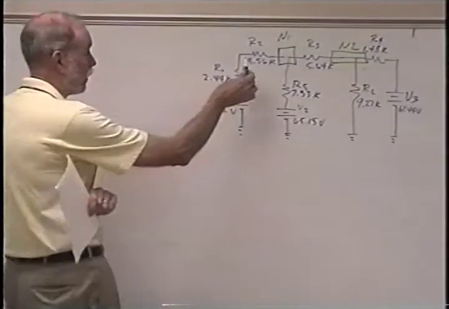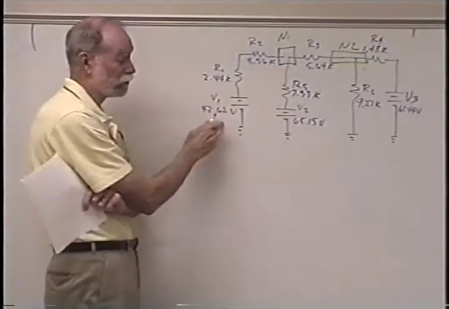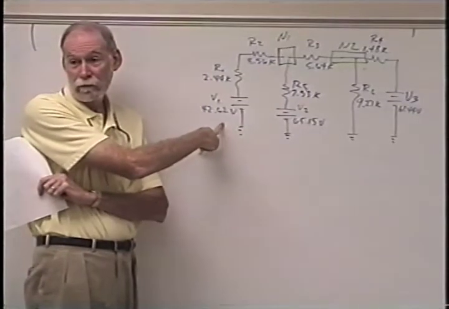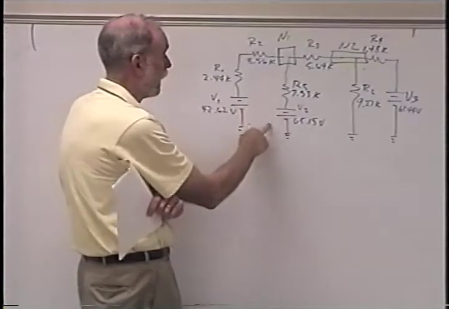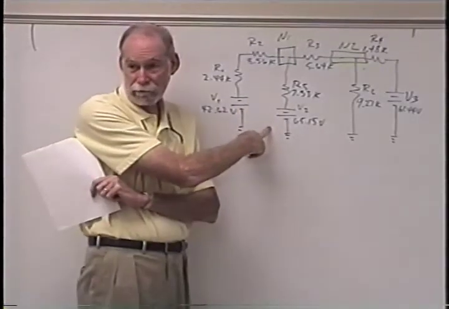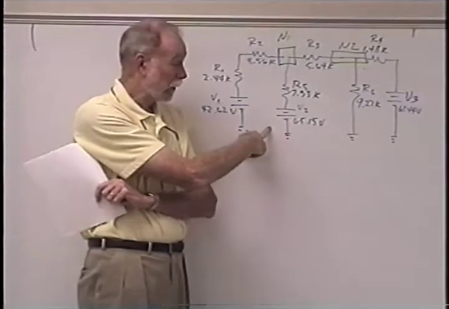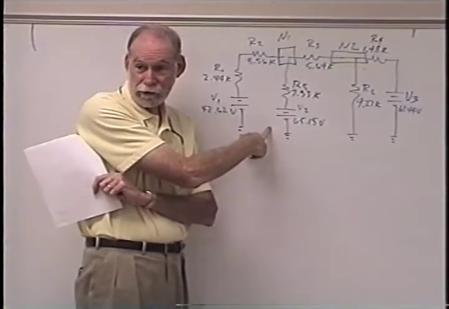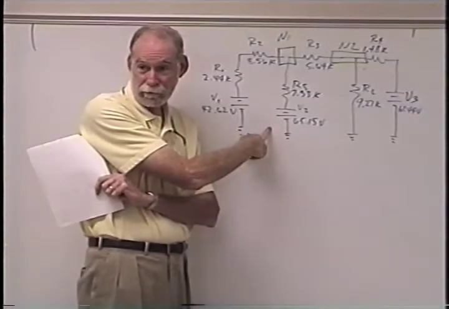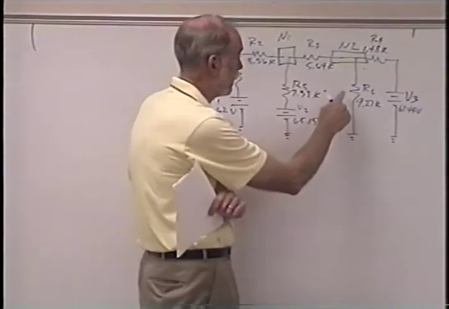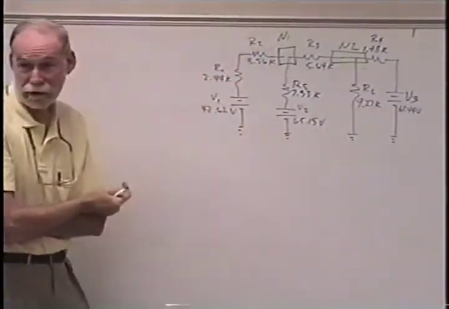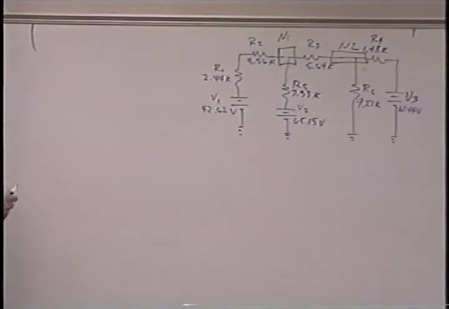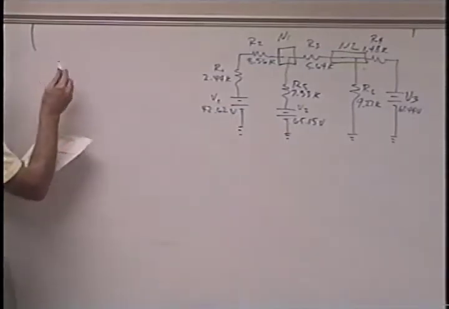As I was saying before, R2 and R1 in series with V1 make up one voltage source that I can convert. R5 and V2 make up another one. You know, your voltage source form was a series resistor and a voltage. Another one is R4 and V3. So when I redraw my circuit, it's going to look something like this.